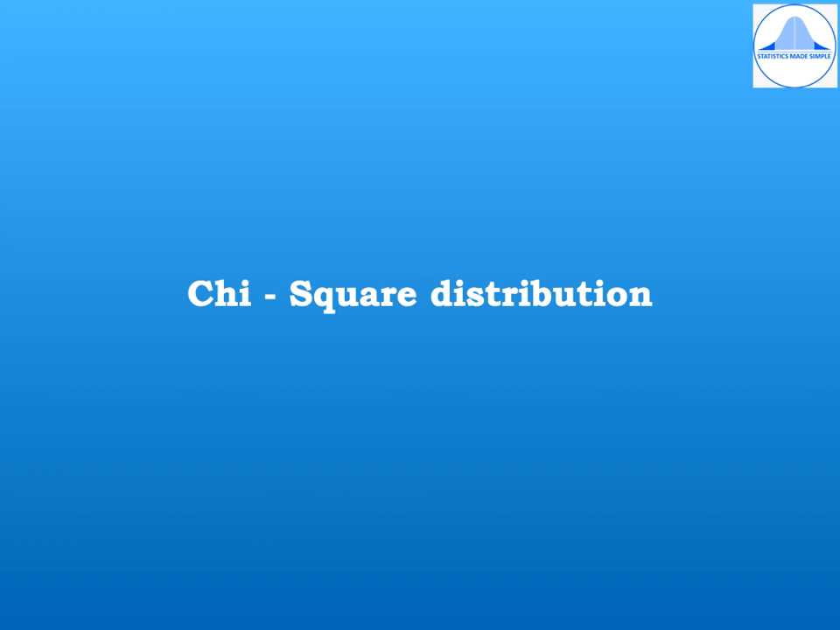In this video, we'll learn the second continuous theoretical distribution, that is the chi-square distribution. In this, we'll also be learning the PDF of the chi-square distribution and some of its properties, which will be used in 1 and 2 mark problems.